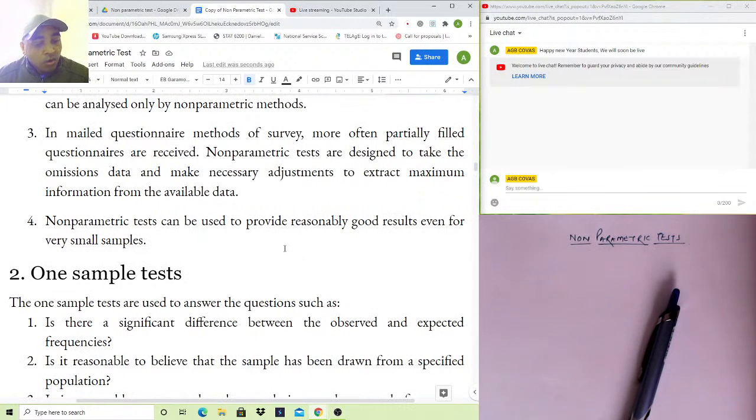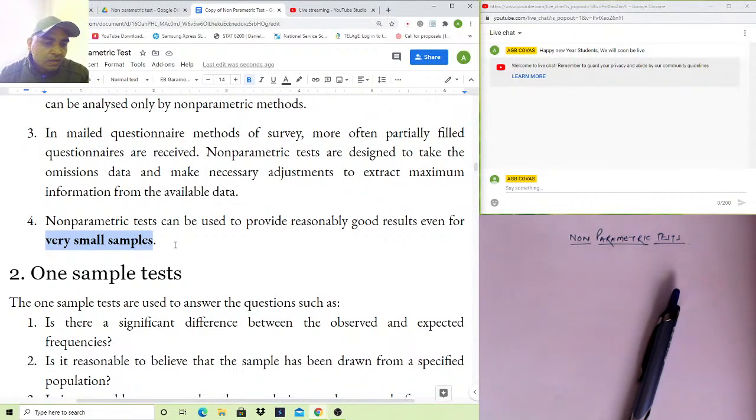Then non-parametric tests can be used to provide reasonably good results even with very small samples. In the case of a parametric test, it is always better to have a large sample and then test. But in the case of a non-parametric test, you can apply it even on very small samples.